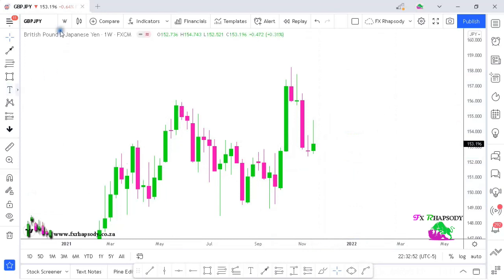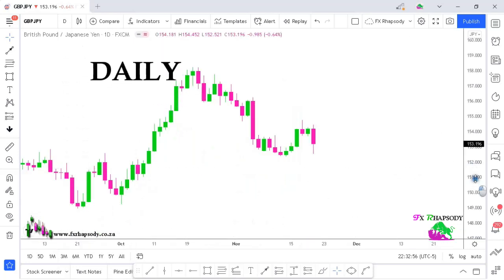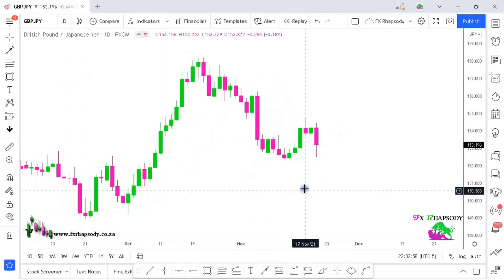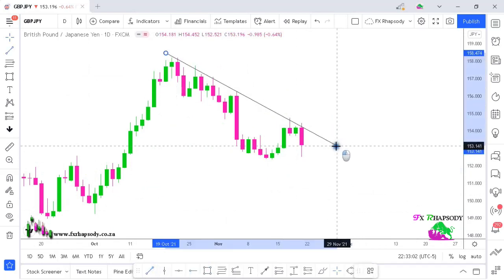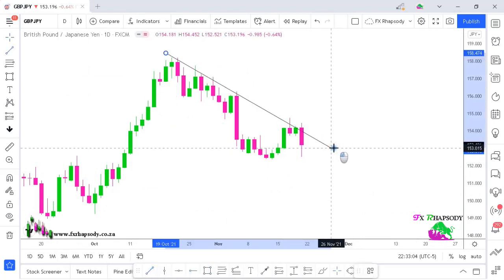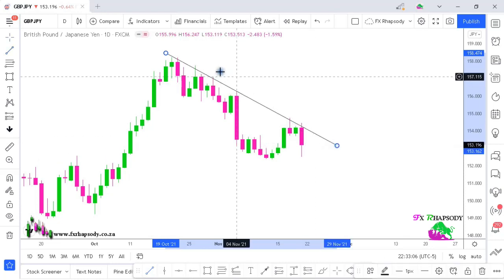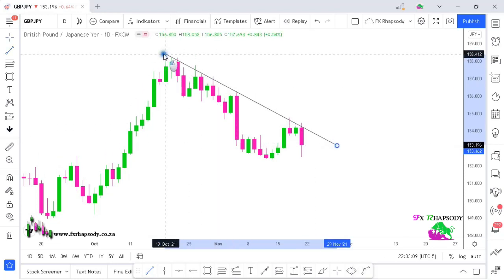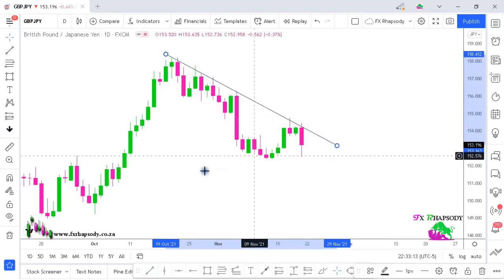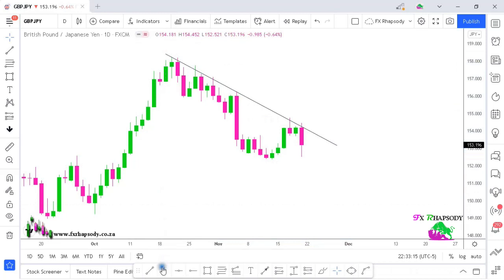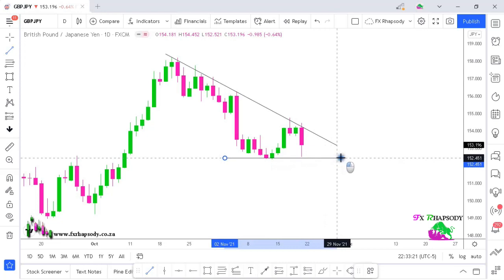So going to the daily time frame, just expand this a little bit. On the daily time frame, what we can see is as follows. We see this trend line going down over there. You can see multiple touches on that trend line: 1, 2, 3, 4. So there's a couple of touches. And then also what we can see at the bottom here is this key area here.